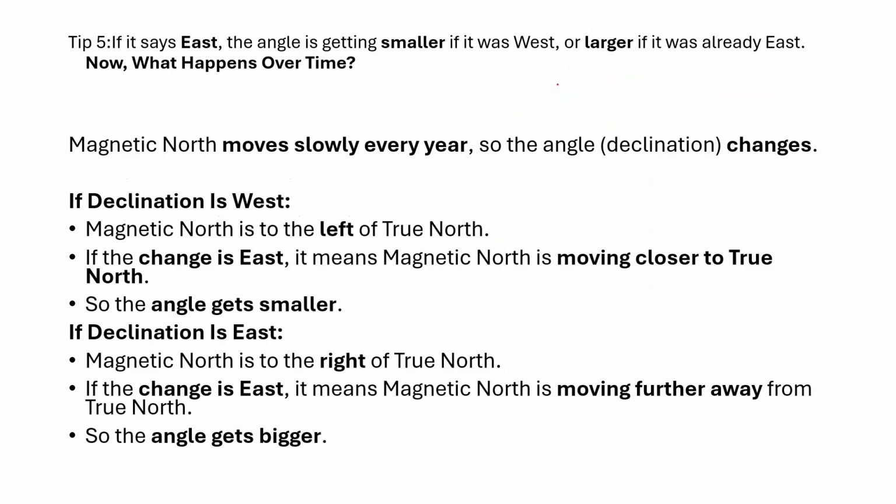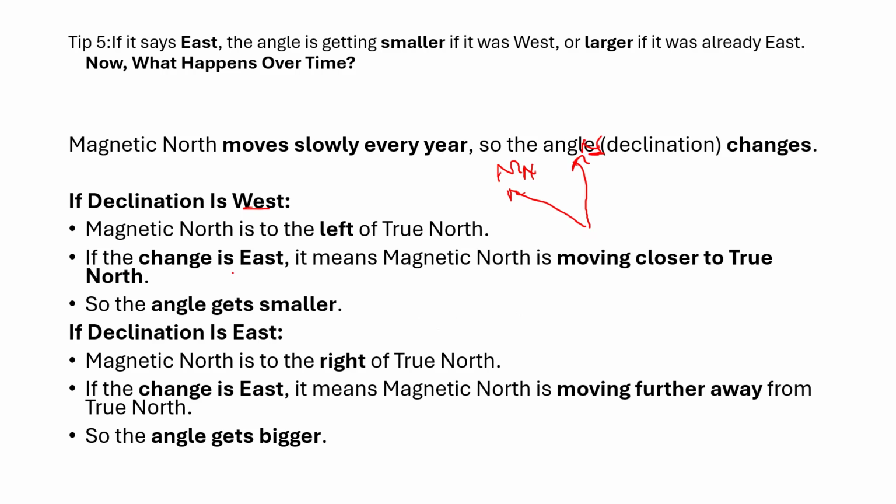Okay, to elaborate further, magnetic north moves slowly every year, so the angle of declination changes. For example, we saw that change, you can say 2 minutes east every year. So if declination is west, magnetic north is to the left. Magnetic north would be west of the true north, so the angle gets smaller.